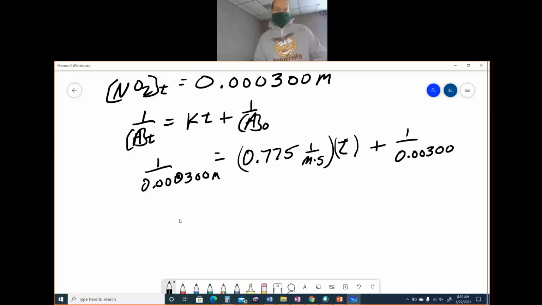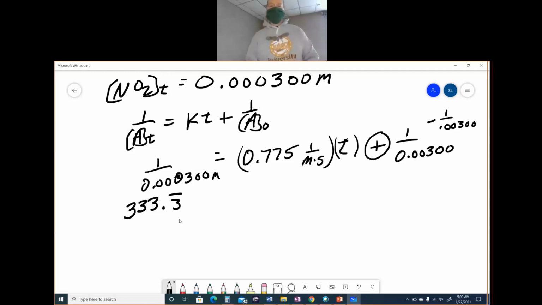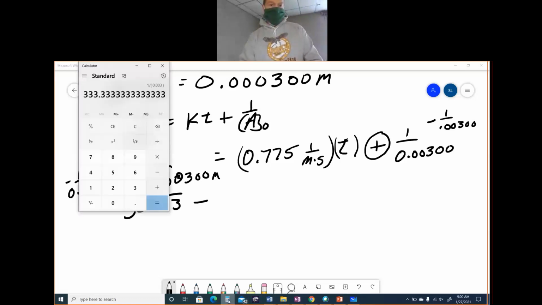Now, here, we're going to bring this to the other side. In order to bring it to the other side, this is an addition. We have to subtract 1 over 0.00300. And I think I put in the wrong number. That was the one I put in for 0.003, so that is for the first one. All right, so now we put in the other one, 0.0003, and the 1 over x, and that is 3,333 repeating.